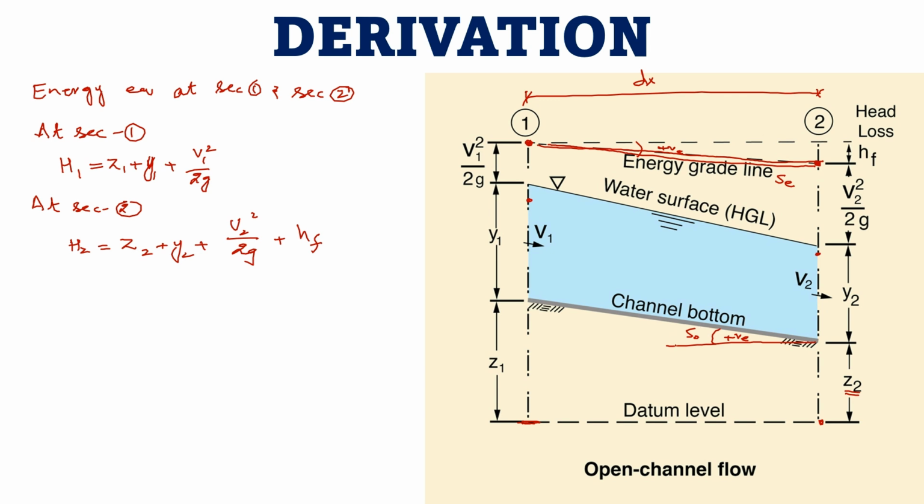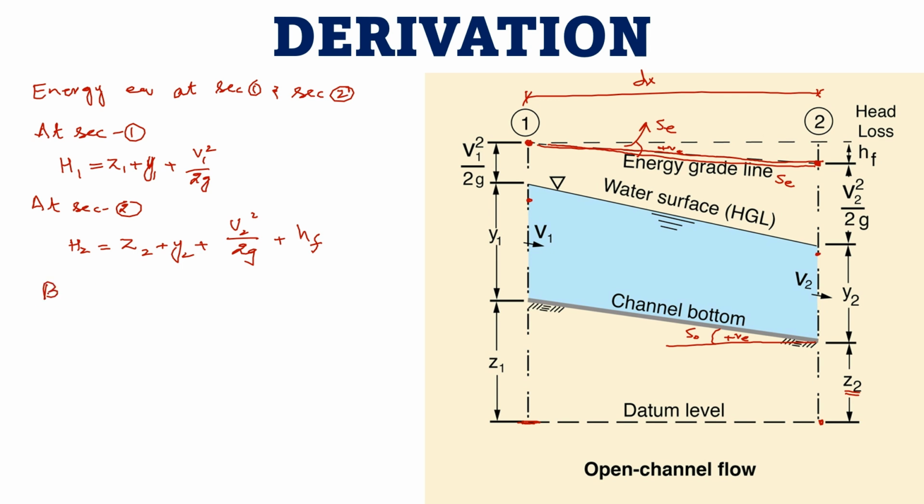This is S naught, the slope of the bed, and this is SE, the slope of the energy line near the datum, the horizontal line. So this slope is known as SE, and this slope is S naught.